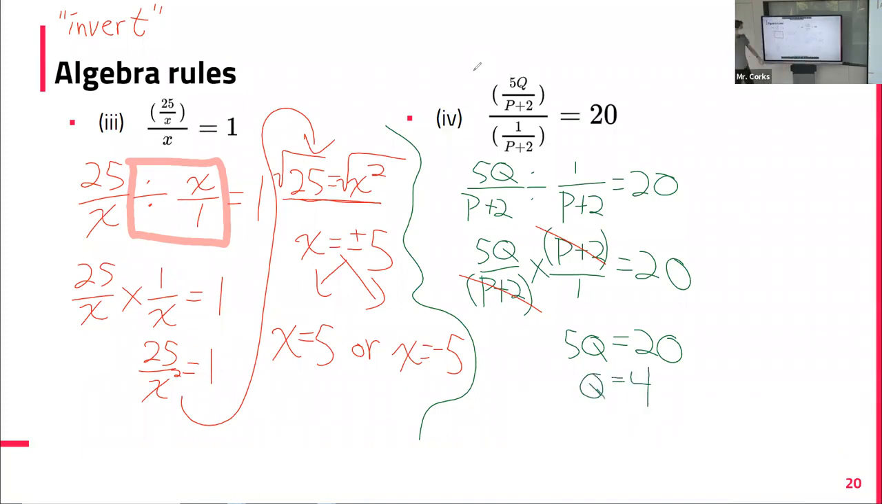So someone asked me in the chat, do we have to solve for both p and q or just q? Well, when we do this, p disappears. So p could be anything. So that's what this is saying. Or almost anything. So q must be equal to 4.